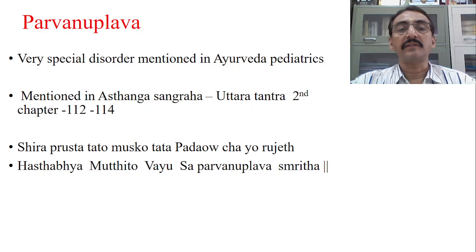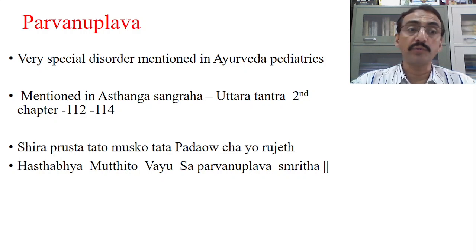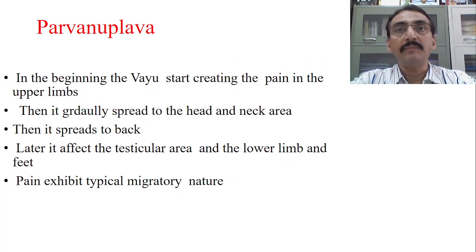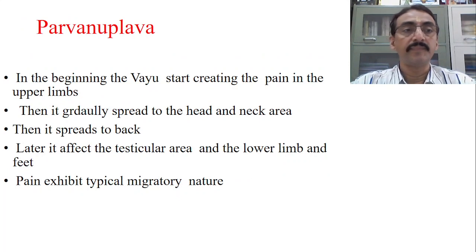Shiroho prushtaha tato mushko tatha padhau cha yo rujet hastabhyam uttitho vayu sa parvanuplava smrutaha. This is the explanation given by Ashtanga. Shiraha prushto tato mushko tata padau cha yo rujet hastabhyam uttitoho vayu sa parvanuplava smrutaha. So what is the meaning of this particular shloka?